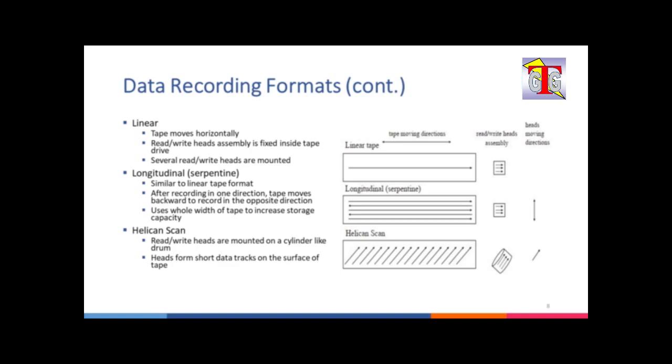Video cassette recorders record video data on video home system, that is VHS tapes. The VHS tapes use the helical scan format. The read-write heads are mounted on a cylinder like a drum. The heads are mounted at an angle and rotate like a wheel. Thus, they form short data tracks on the surface of the tape.